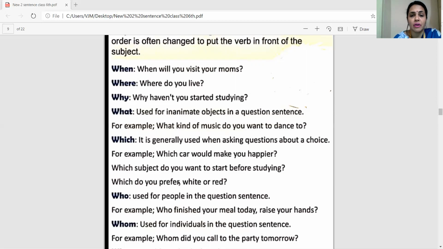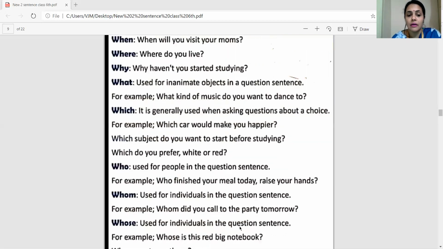Which do you prefer, white or red? Correct? Now, who? Who is used for people. When you're asking something about a person, about people, at that time we use who. Who is used for individuals in a question sentence.